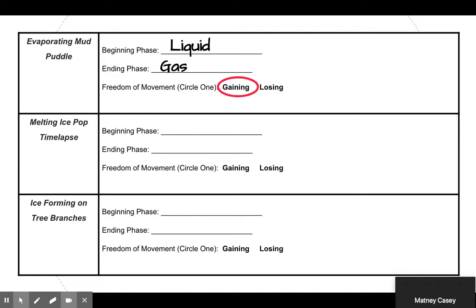The melting ice pop time lapse was a solid to begin with. It turned into a liquid because those molecules were heating up and gaining energy, and they had more freedom of movement to move around each other as a liquid. For the ice forming on the tree branches, the beginning phase was a liquid, and the ending phase was a solid. Those molecules were getting closer and closer together and moving way less. So for the ice one, the molecules were losing freedom of movement.